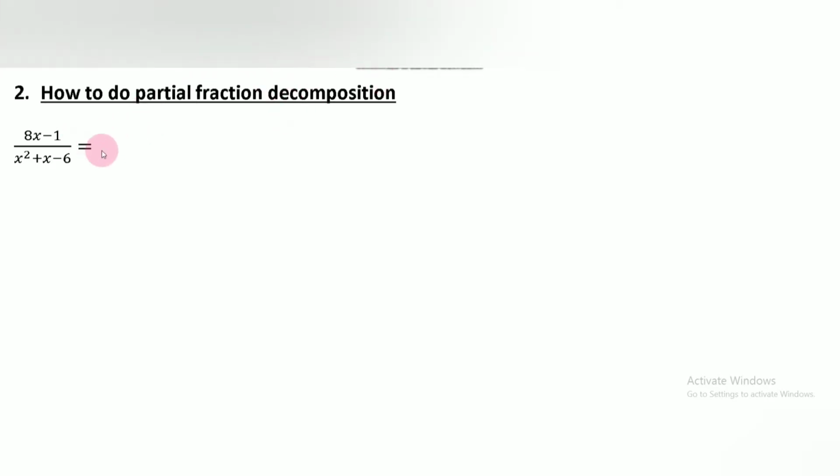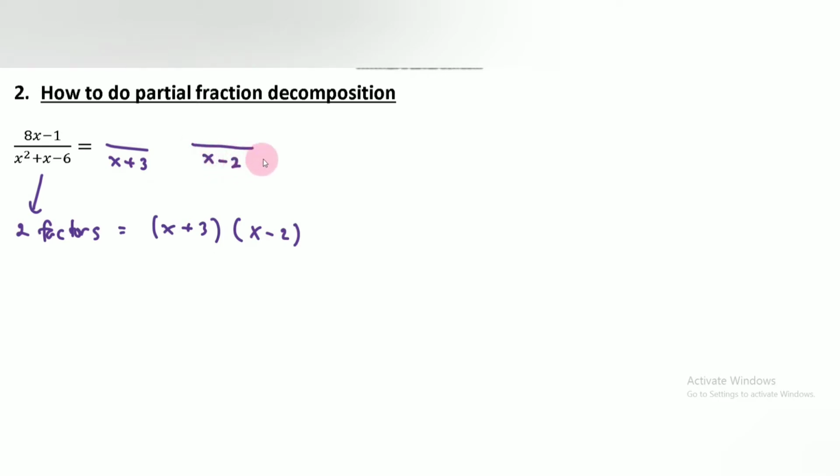So the first thing you have to do, since I know this is a quadratic, it has two factors maximum. Of course, it can also be unfactorable, but for this one, it will be two factors at most. Let's factor it. With the conventional factoring method, it is x plus 3 and x minus 2. We have two factors. It means I can separate this into two fractions, where the first fraction will have x plus 3 and the second fraction will have the denominator x minus 2.